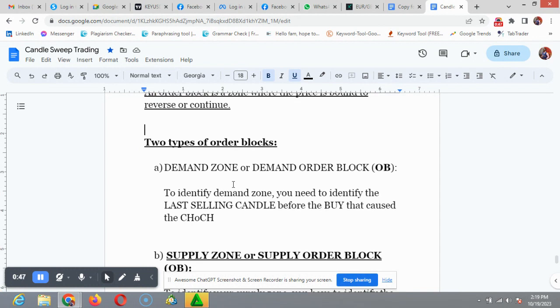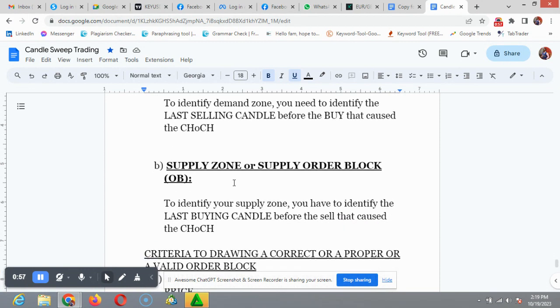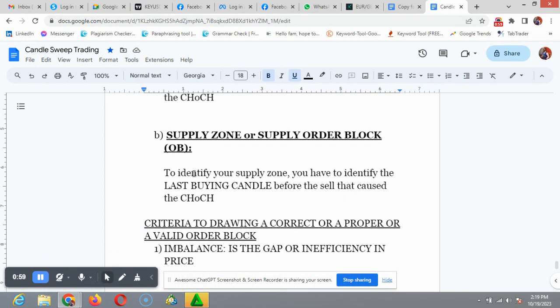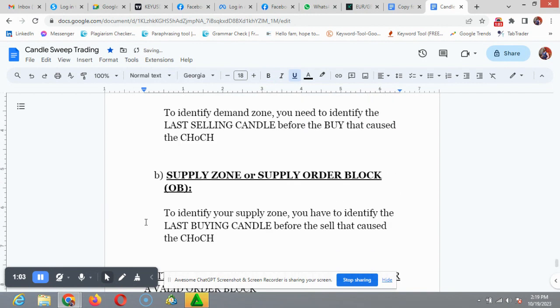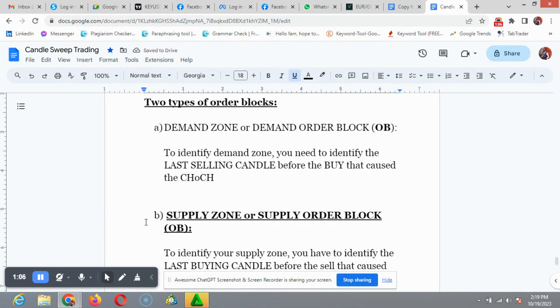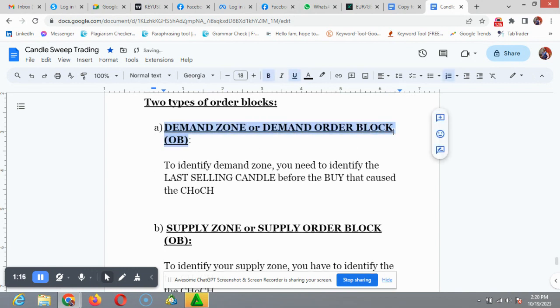And we have two types of order blocks. We have the demand zone, or you can call it the demand order block. Also, we have the supply zone, or you can call it the supply order block. I hope that makes sense. These are the only types of order blocks we have: the demand order block and the supply order block.